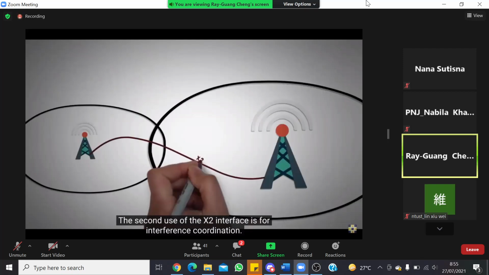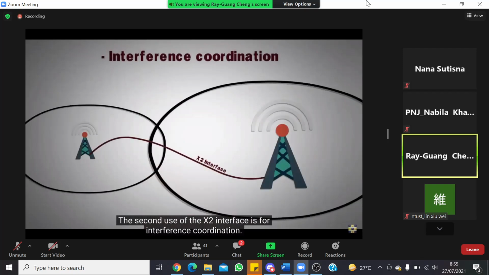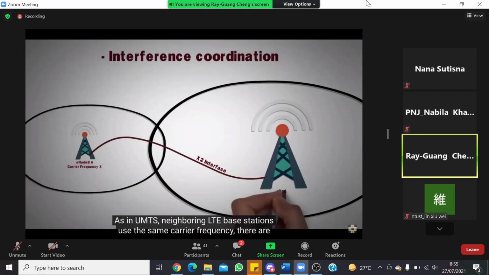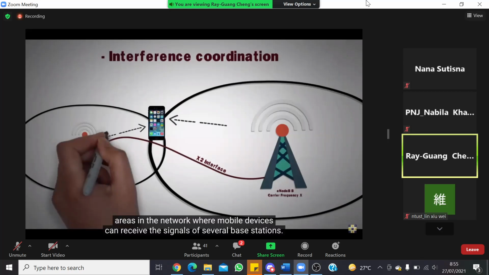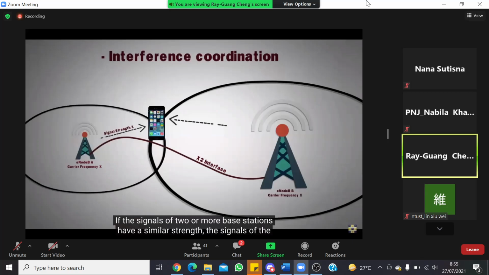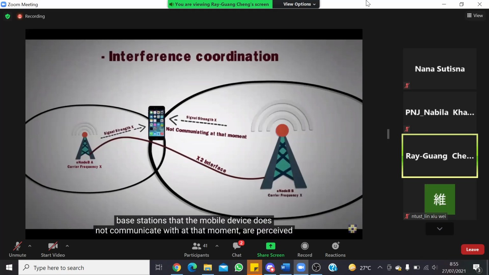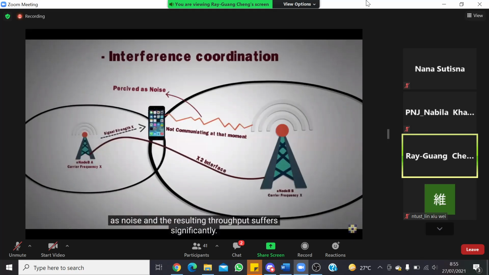The second use of the X2 interface is for interference coordination. As in UMTS, neighboring LTE base stations use the same carrier frequency. There are areas in the network where mobile devices can receive the signals of several base stations. If the signals of two or more base stations have similar strength, the signals of the base stations that the mobile device does not communicate with at that moment are perceived as noise, and the resulting throughput suffers significantly.